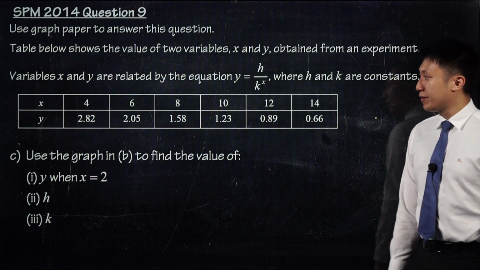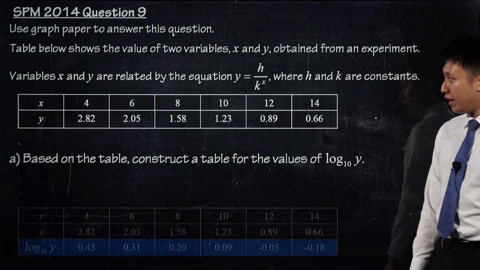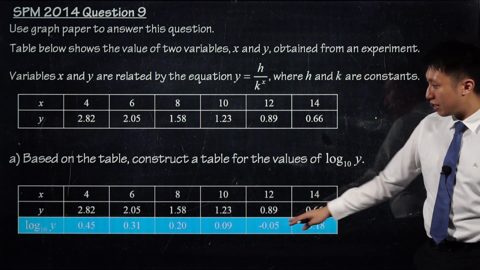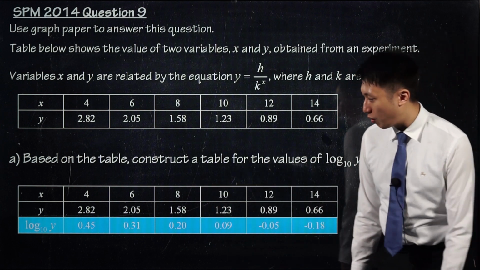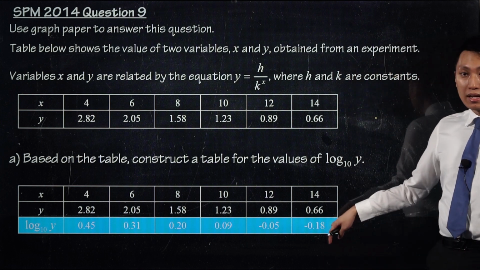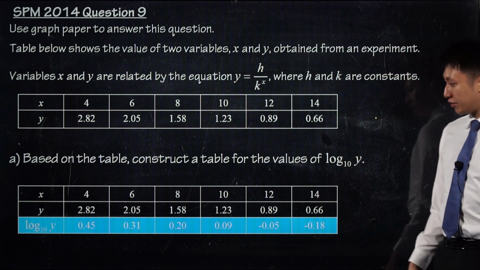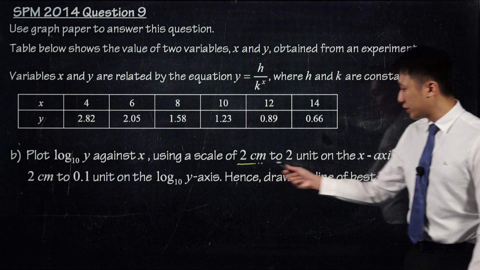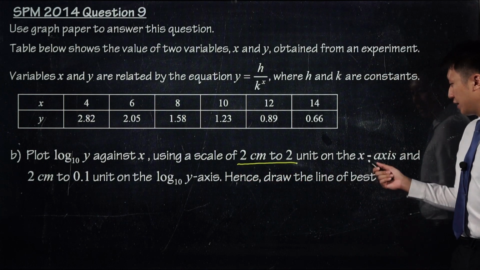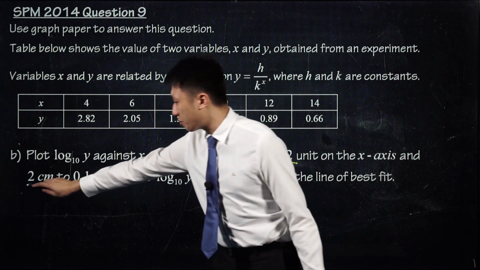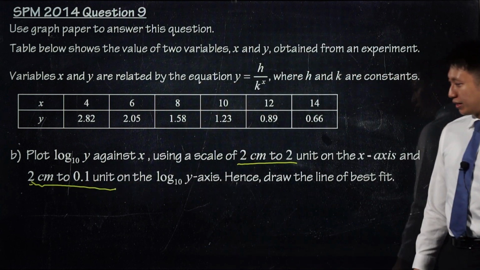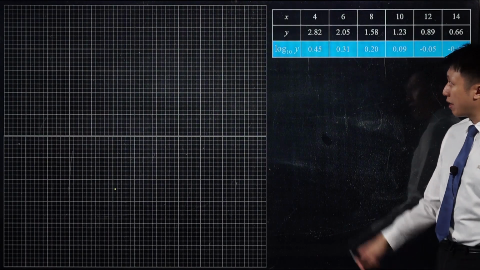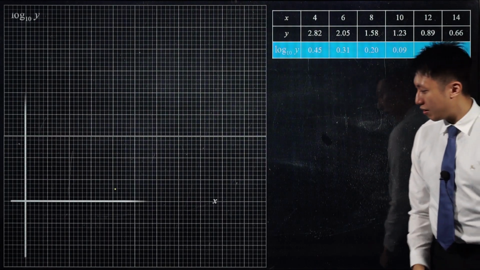All right, so let's solve it. For A, you've got to draw this table, x, y, and also the other extra column, log 10 y. This one I think is quite simple. Just use a calculator, you get it. And for B, the scale is 2 cm to 2 units, which is 1 cm to 1 unit, and 2 cm to 0.1 unit on the log 10 y axis. Okay, we have our table here, and we draw our graph there.